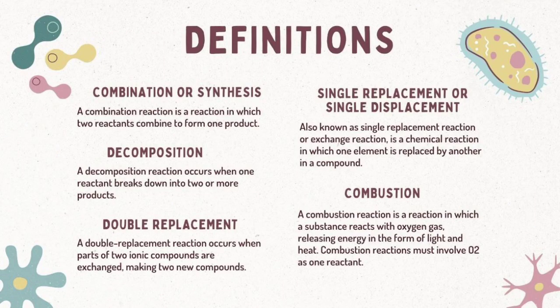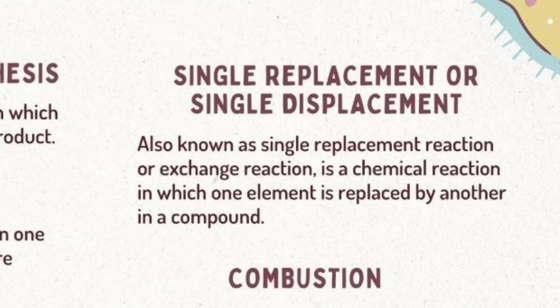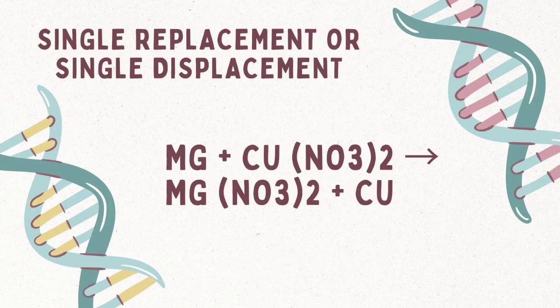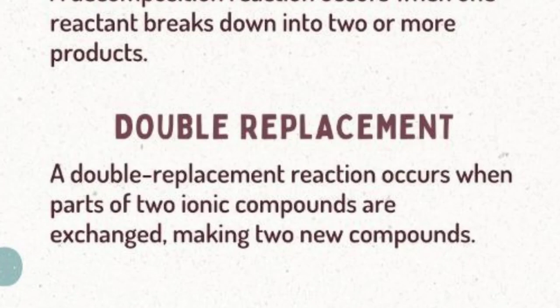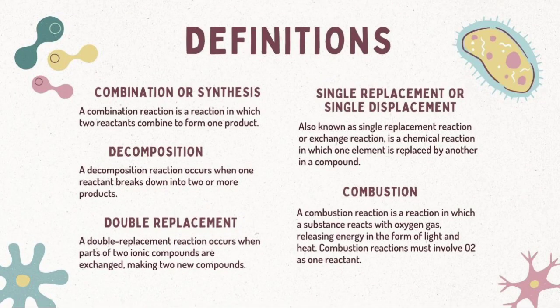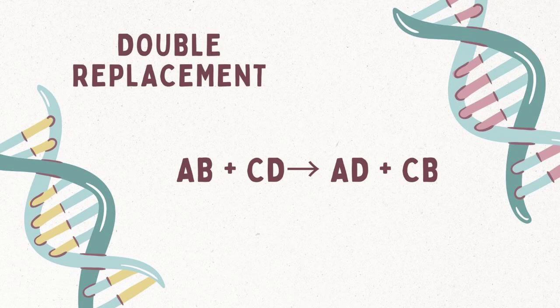Next, we have single replacement or single displacement, also known as single replacement reaction or exchange reaction. It's a chemical reaction in which one element is replaced by another in a compound. This is an example of single replacement or single displacement. Next, we have the double replacement. A double replacement reaction occurs when parts of two ionic compounds are exchanged, making two new compounds. This is an example of double replacement.